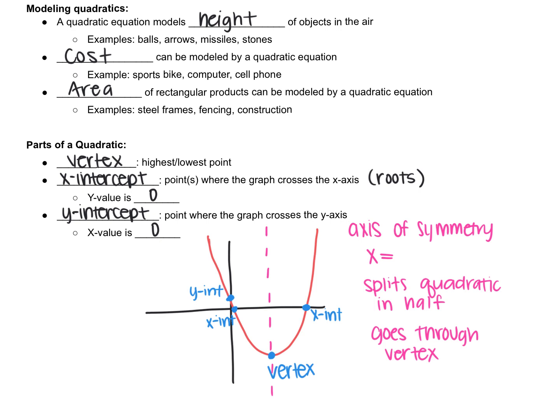Because if you think about a quadratic, the vertex is its turning point. It's where it goes back in the direction it was following. So the axis of symmetry is that x value where I've split my quadratic in half.